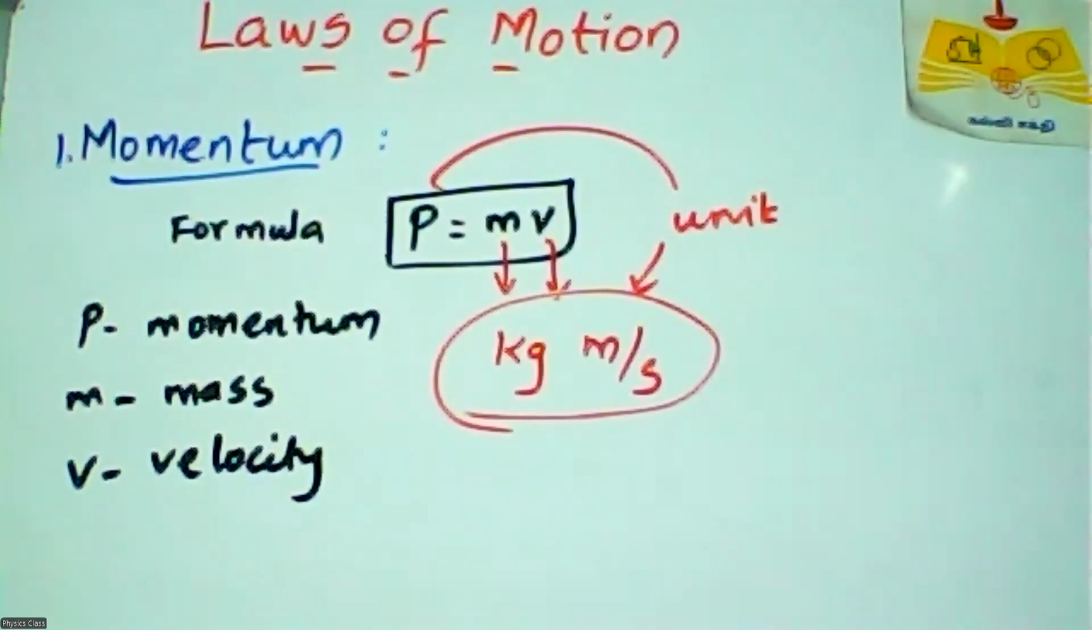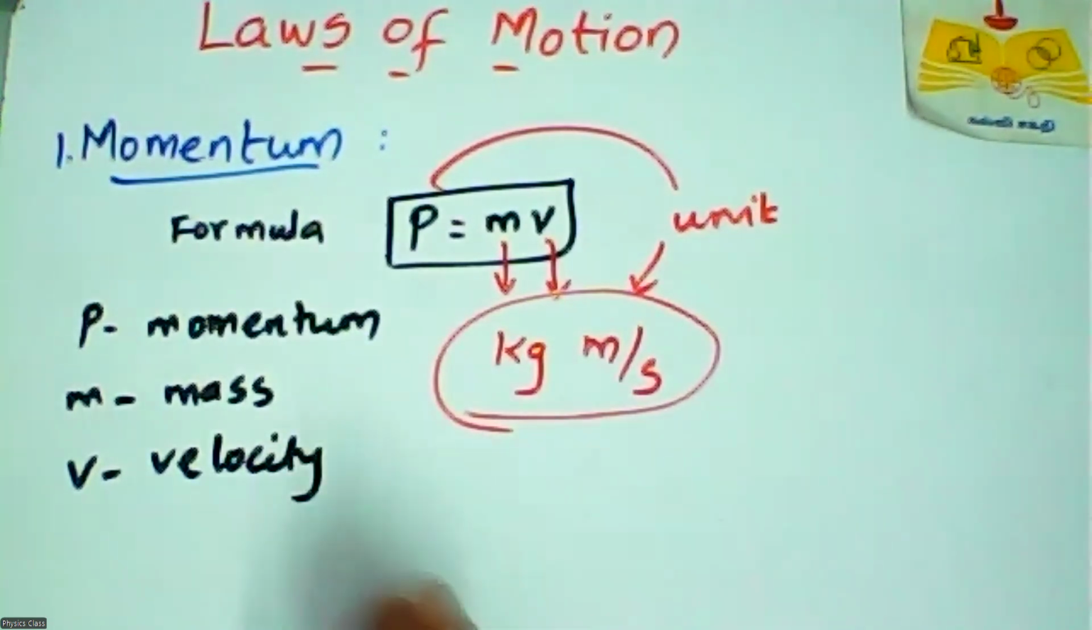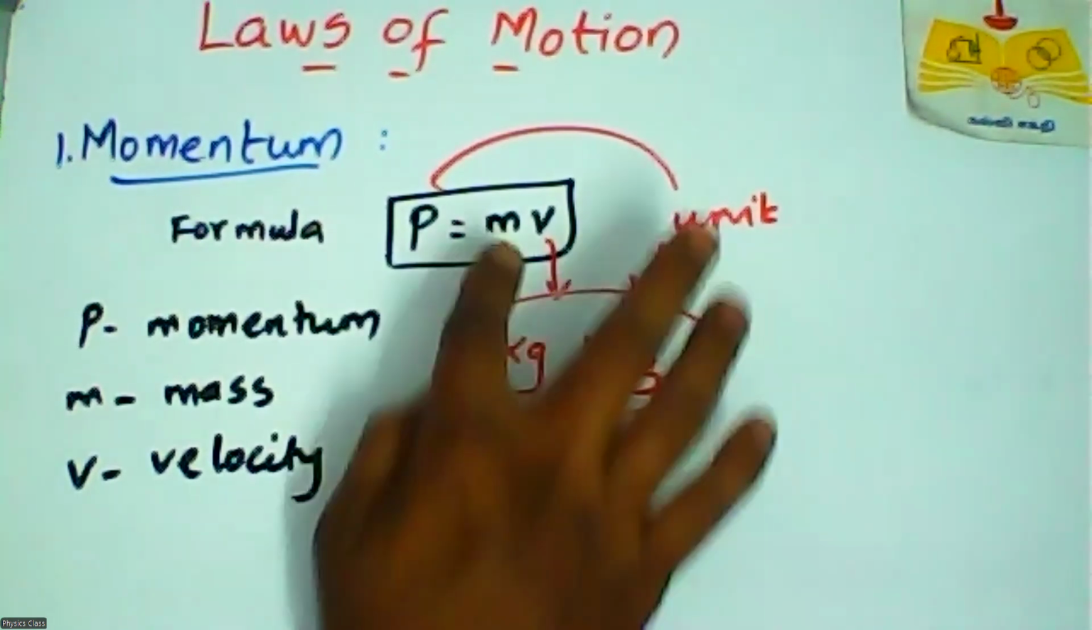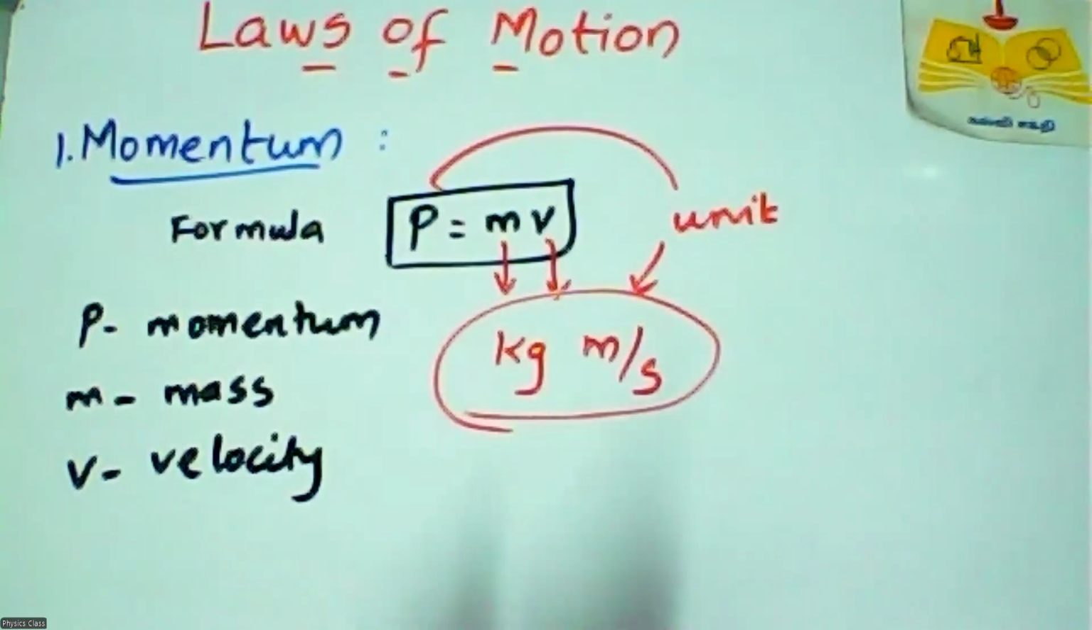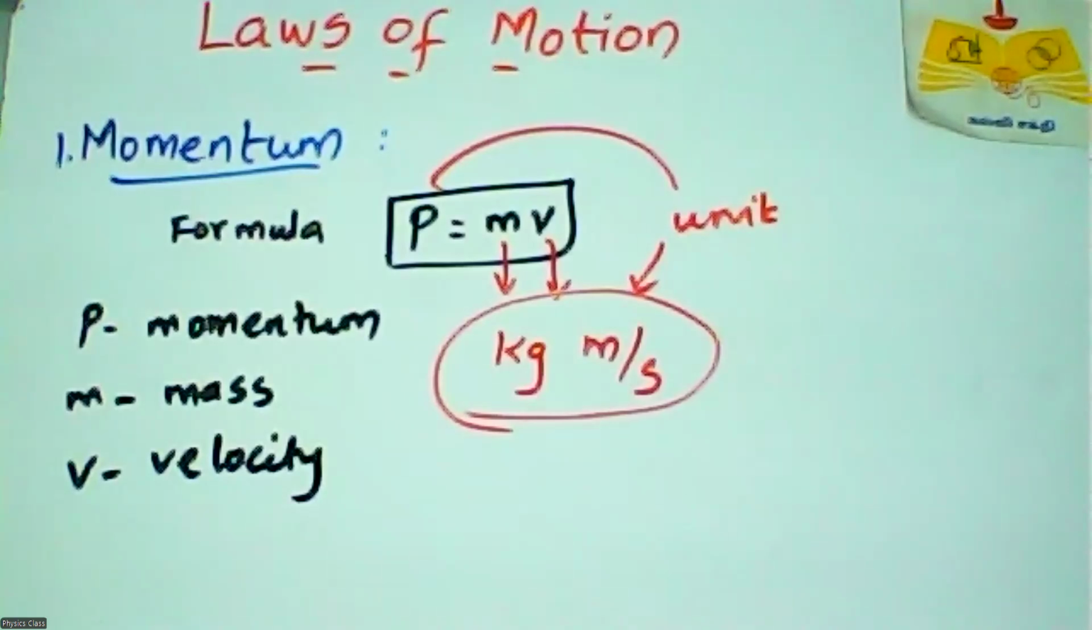So momentum is a measure of the mass in motion of an object. It is the product of mass and velocity. So P is equal to m into V. P is momentum, m is mass, V is velocity. It is a vector quantity because it has both value and direction. Next, units: m is kilogram, V is meter per second. So the unit for momentum is kilogram meter per second. This is momentum. Clear?